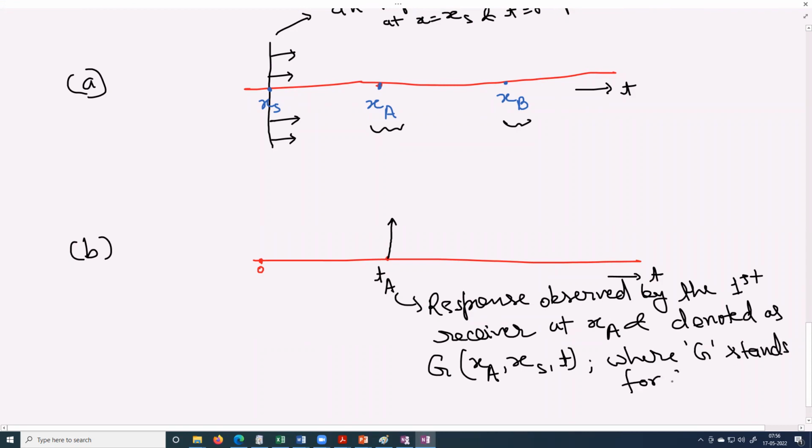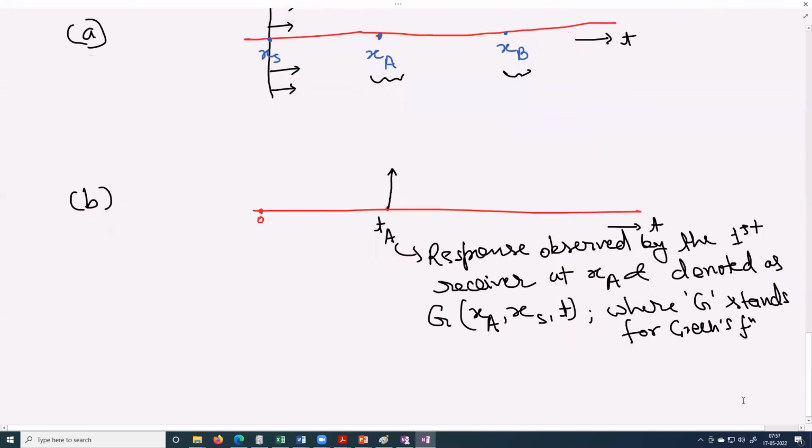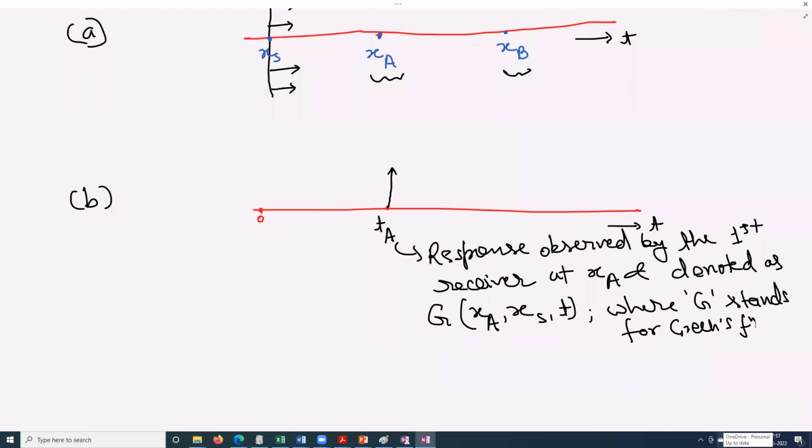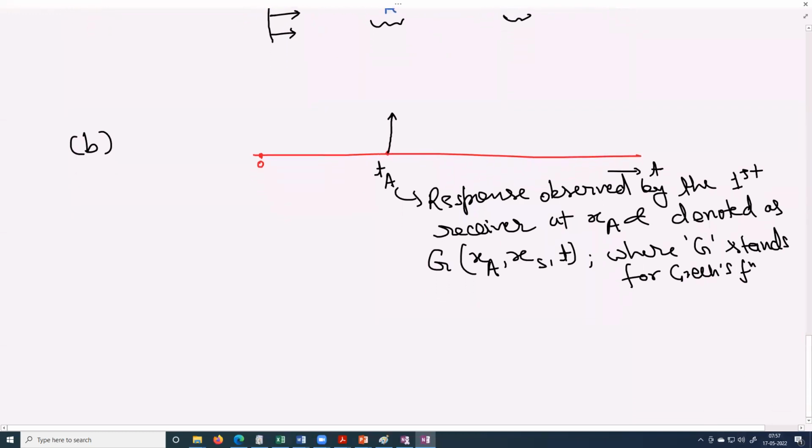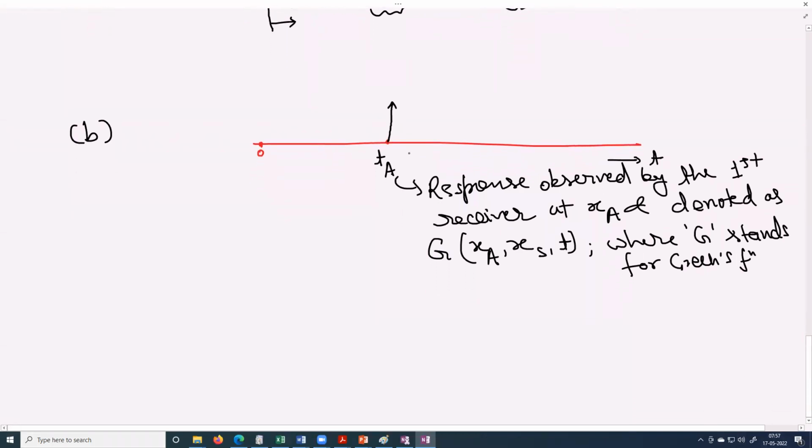G stands for Green's function. In the entire class, you will see this G(XA, XS, T) kind of notation written more frequently. At the first place, whatever we write represents the receiver, and at the second place, whatever we write represents the source.